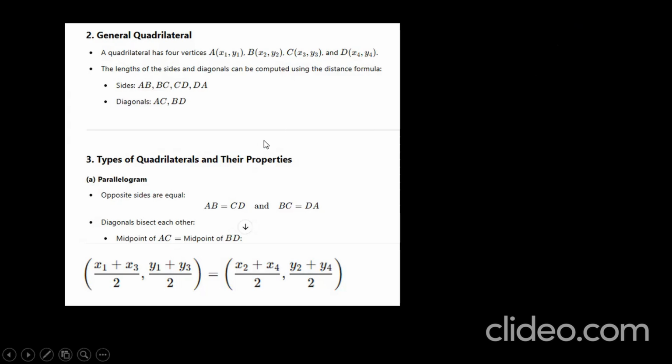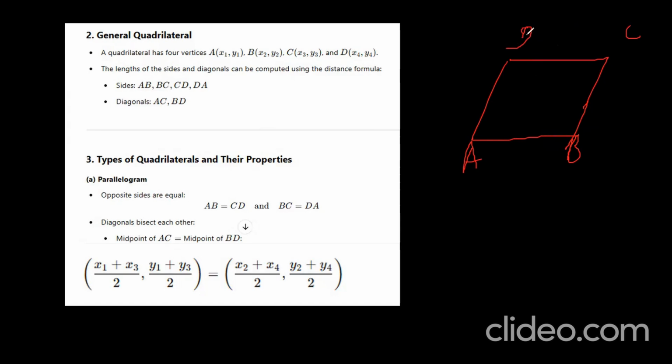Next, types of quadrilaterals and their properties. Let me take the parallelogram. A parallelogram is a figure in which opposite sides are equal. This side is equal to this side, and this side is equal to this. These are called diagonals. That means opposite sides are equal: AB is equal to CD, and BC is equal to DA.